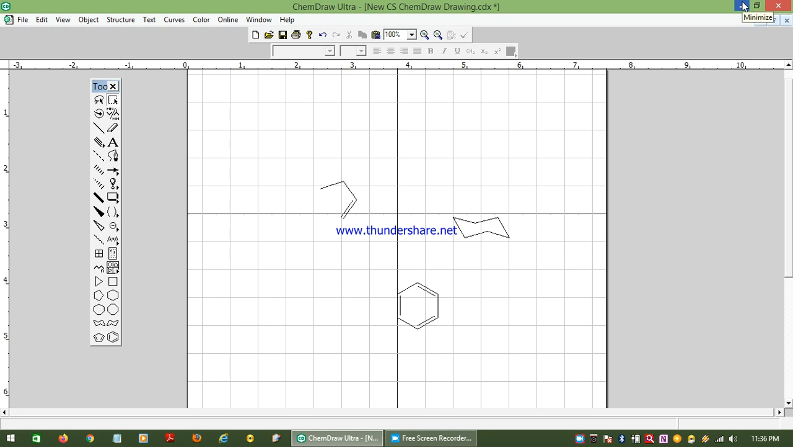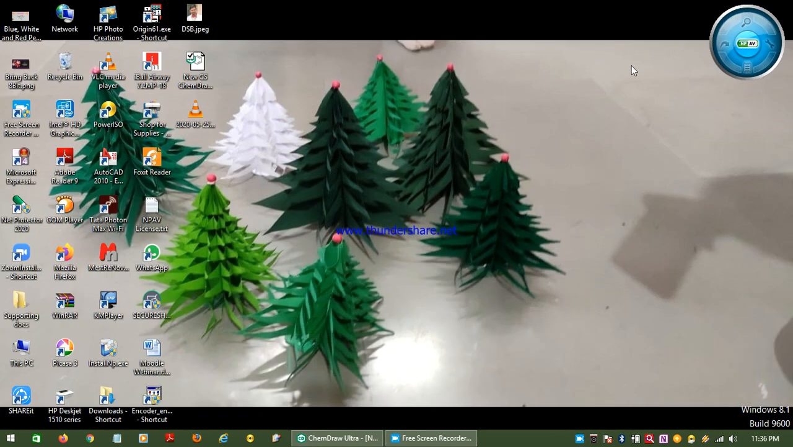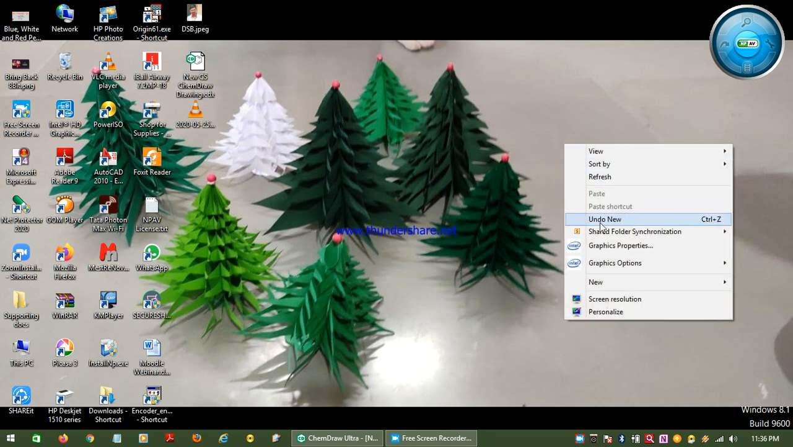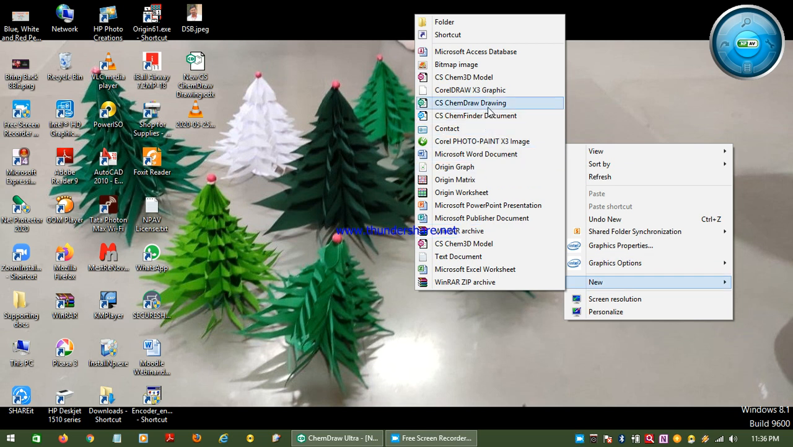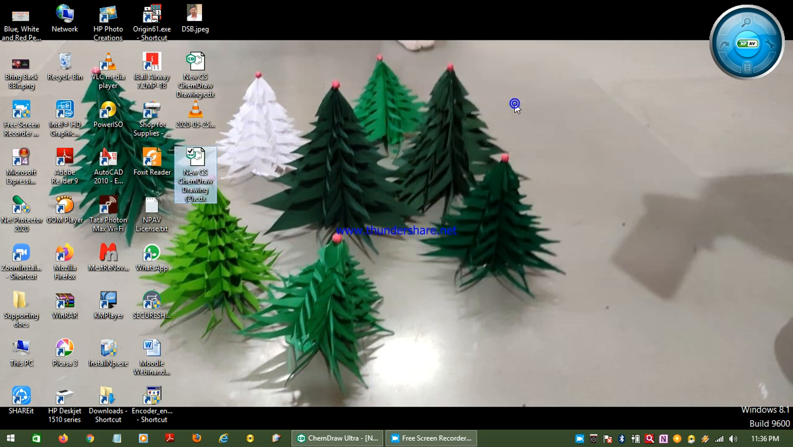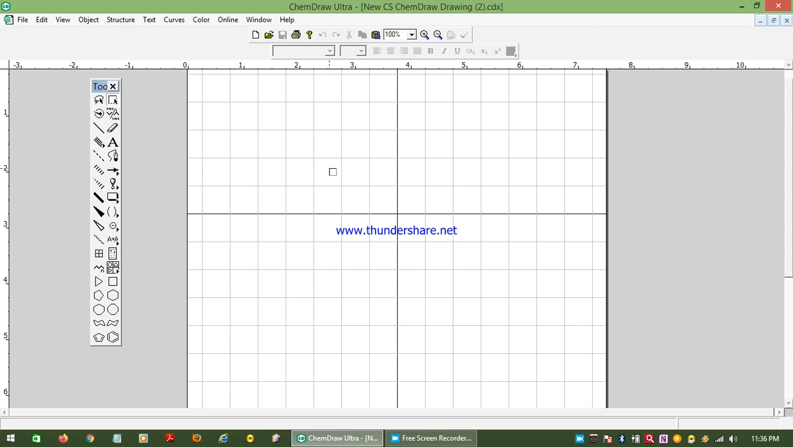For using this software, you must have downloaded and installed it on your computer. Once you have installed the software, you go to the desktop, right click, go to new and double click on this CS Chem Drawing. You will have generation of this new icon, new CS Chem Draw. Double click it, and you'll get opening of your Chem Draw window.